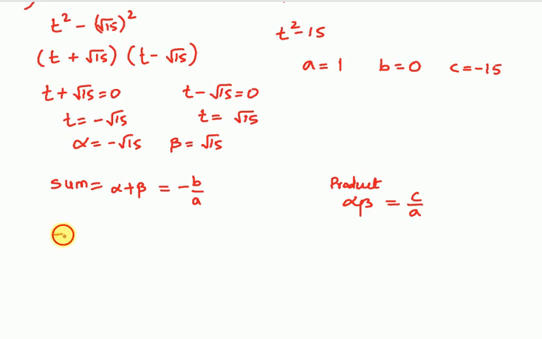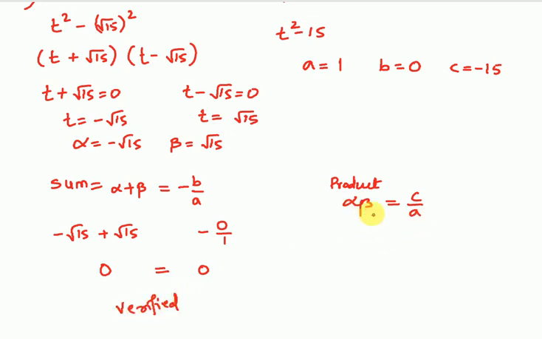Alpha plus beta is minus root 15 plus root 15. So minus root 15 plus root 15 is 0. Minus b value is 0 by 1. So 0 by 1 is 0. So it is 0. So that means our relation is verified.